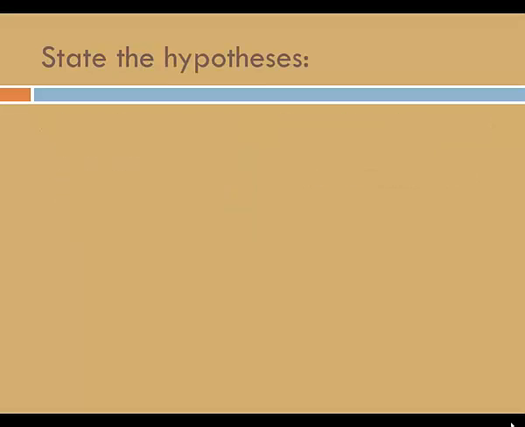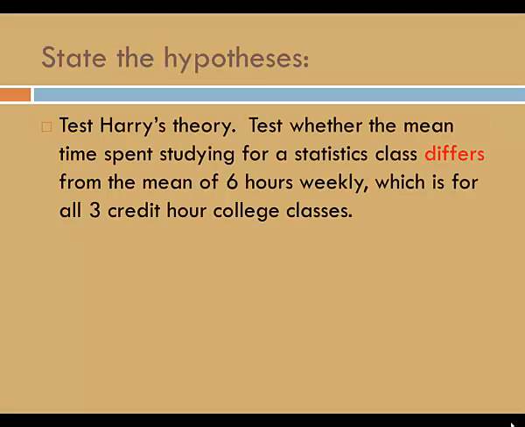Let's state the opposing hypotheses. We'll test Harry's theory. In other words, we will test whether the mean time spent studying for a statistics class differs from the mean of 6 hours weekly, which is for all 3-credit-hour college classes. The alternative hypothesis is that the mean does not equal 6. The null hypothesis states that the mean for stats classes is the same as the overall mean.